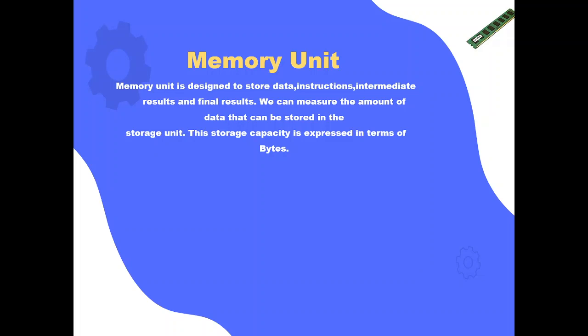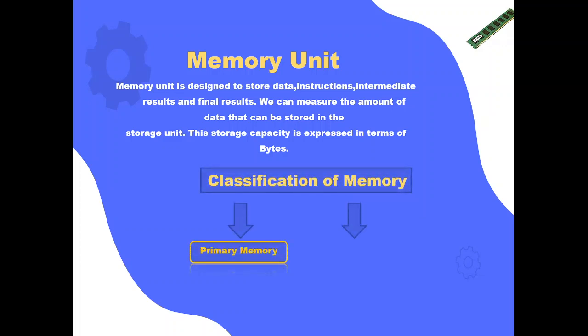So the memory unit is actually a place where data, instructions, intermediate results and final results are stored. That capacity of storage is expressed in bytes. There are mainly two types of memories inside the computer: primary memory and secondary memory. What are primary memory and secondary memory actually?